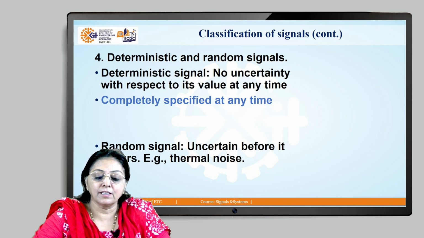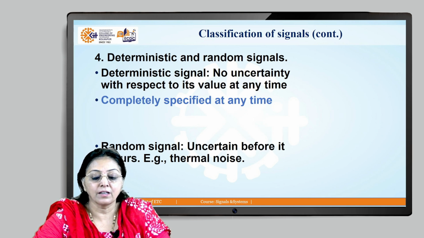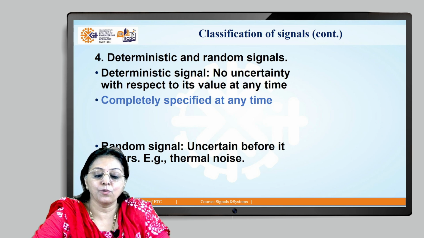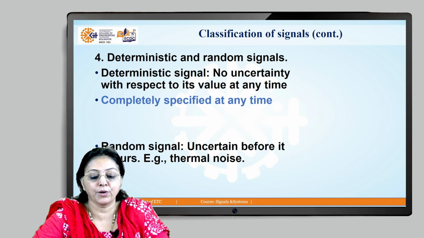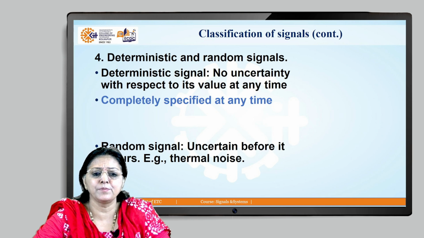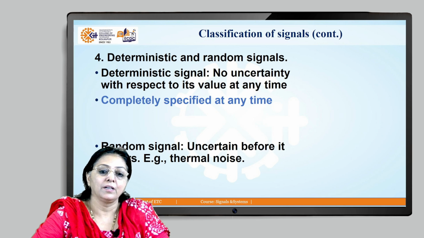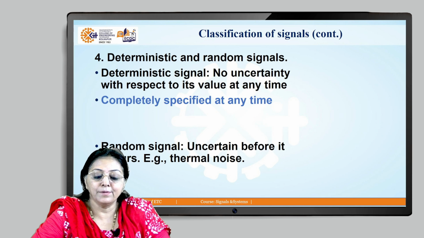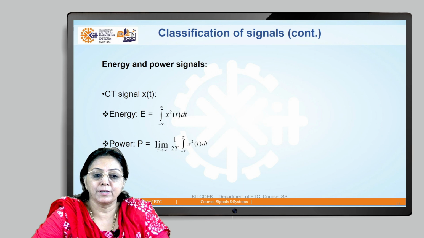Now another type of signal is the deterministic signal and the random signal. Deterministic signal means what? There is no uncertainty with respect to the value at any time; it is completely specified at any time. And the random signal means what? It is uncertain before it occurs, for example thermal noise. That is called a random signal.